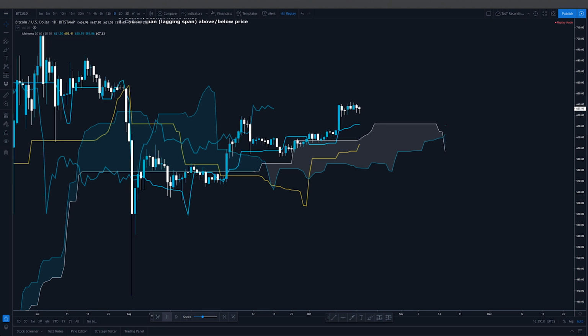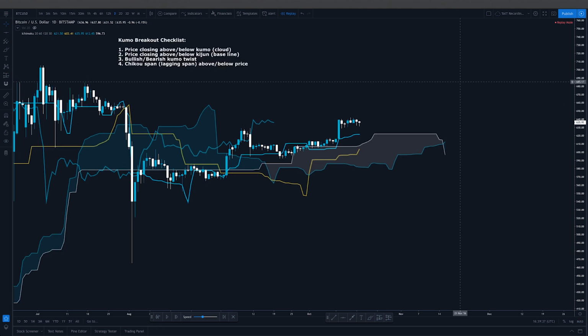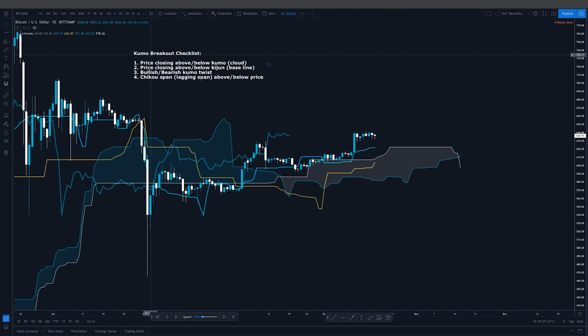Okay, we just got our twist, right? We have all the prerequisites met. Let's take a look. Kumo breakout checklist. Number 1, price closing above or below the cloud. Yep, we're definitely above or below the cloud. In this case, we're looking for long, so we're above the cloud.